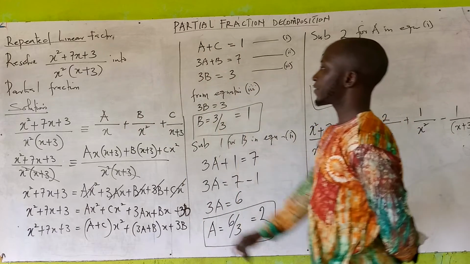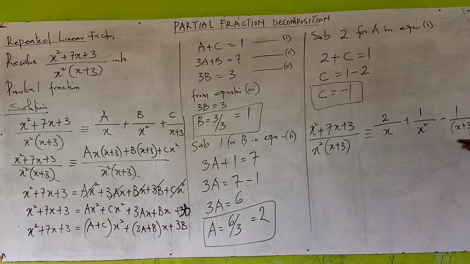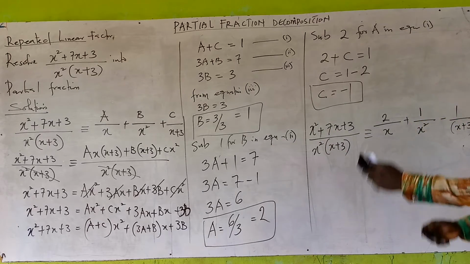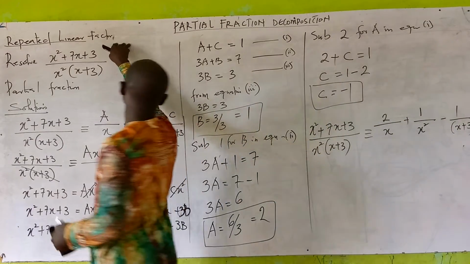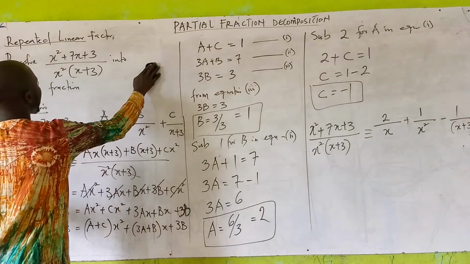You can see this single fraction has been decomposed into 3 components: 2 divided by x, plus 1 over x squared, minus 1 divided by x plus 3. If you add and subtract all this together, believe me, we're going to have exactly what we have here. So that is example 1 under repeated linear factor of partial fraction. Now we're going to look at another example, the second example.